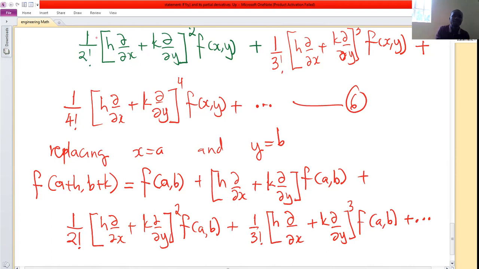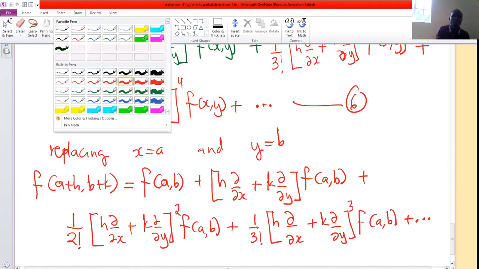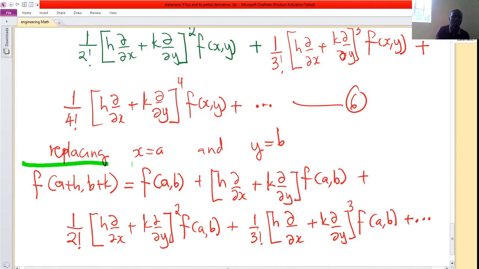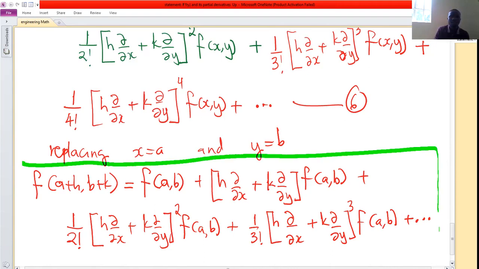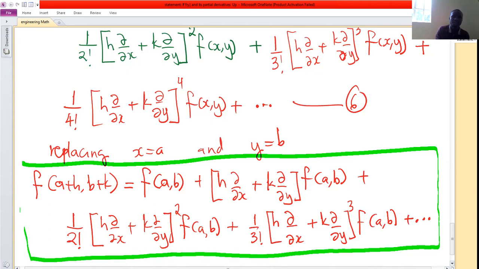And actually this is the thing that we were supposed to prove. So this was the statement that we were to prove. So that's the end of the proof.